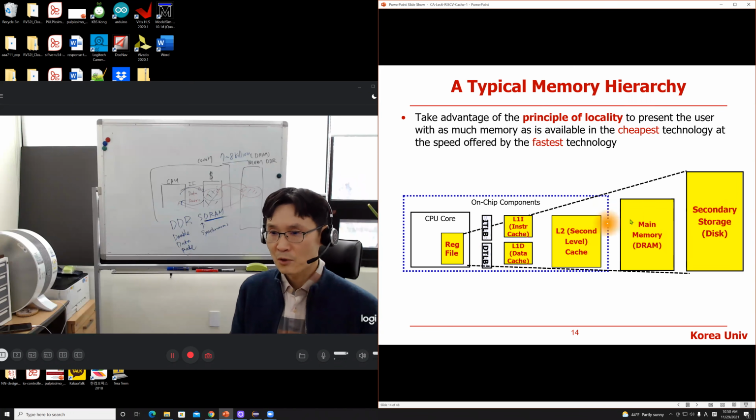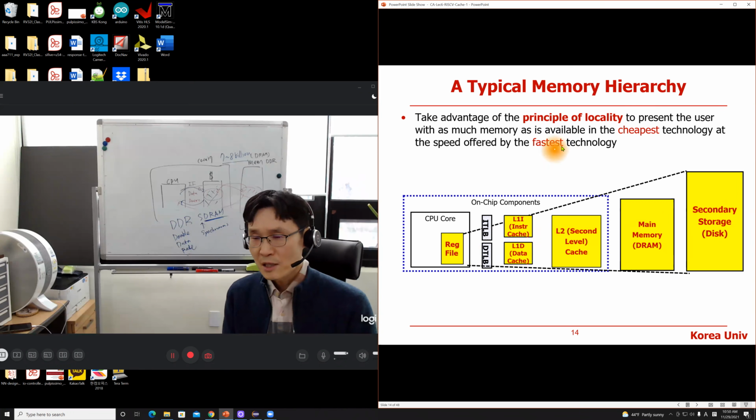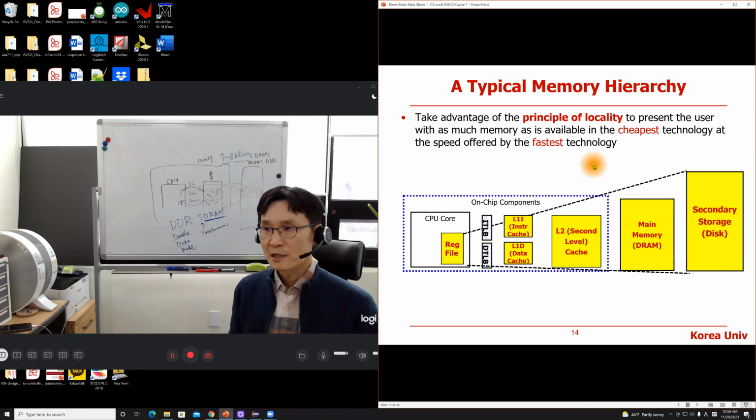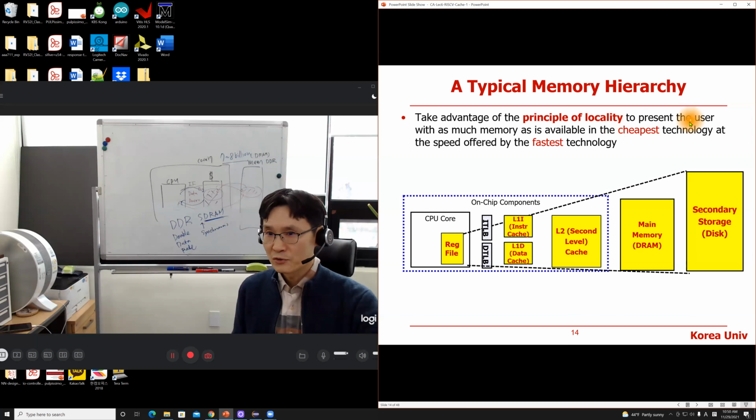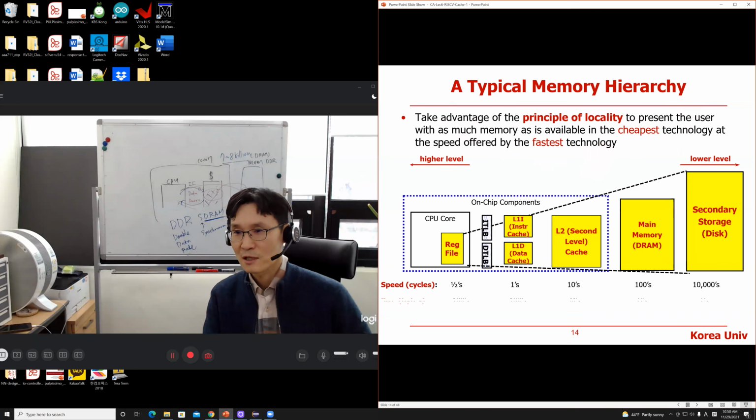What kind of memory components do you have in the memory hierarchy? And this statement is very intriguing. What does it mean? Taking advantage of the principle of locality to present you, the user, with as much memory as available in the cheapest technology at the speed offered by the fastest technology. What does that mean? Very confusing statement, right?